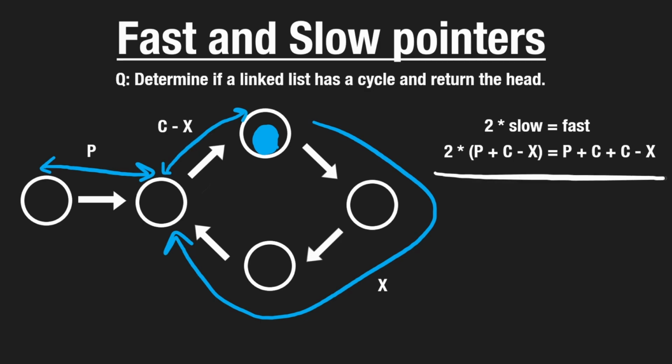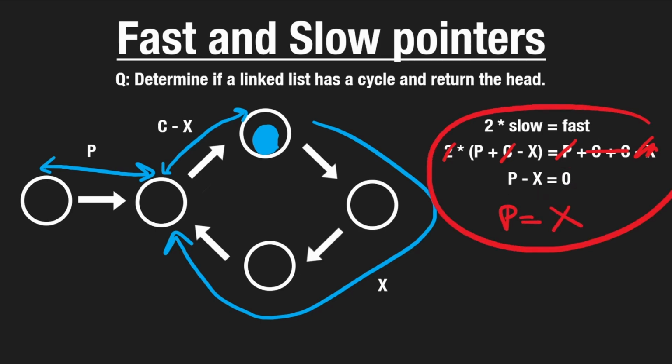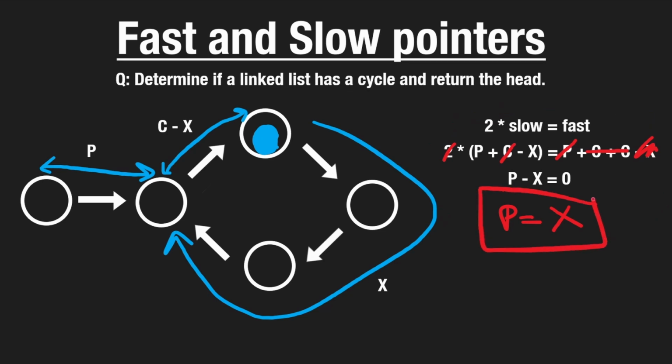Now we can do a little bit of algebra. Both sides will have 2 C's, so we can get rid of those 2 C's. One side has a P and the other side has 2 P's, so we can get rid of the P on this side. This side had minus 2x, this side had minus 1x, so we add an x to both sides. Then we're left with P minus X is equal to 0, so we can solve for P. P is equal to X. So we went through all that math just to find that P is equal to X.